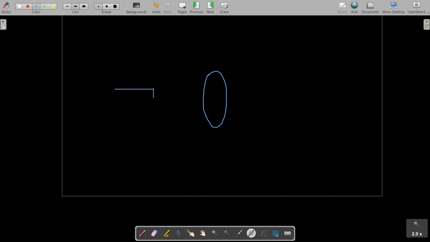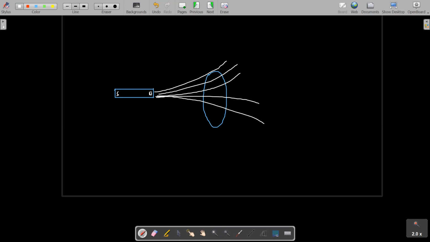This is some magnet here. Okay, and I am moving this magnet in some direction. I am saying that this is the north pole. Okay, this is the south pole. Magnetic field lines are like this. Okay, these are the magnetic field lines crossing this area, or the flux passing through this area. Okay, this is the flux.